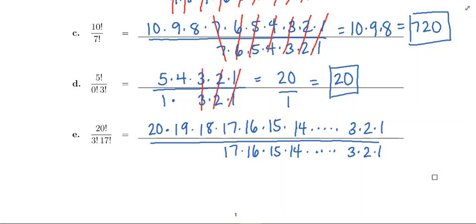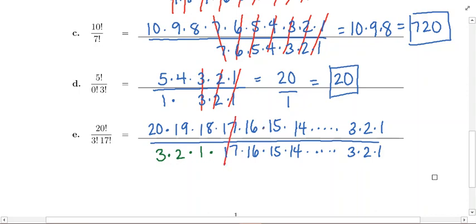But then remember, I also need to multiply by 3 factorial in the denominator. I'll put that in a different color. 3 factorial is 3 times 2 times 1, and that is multiplied by 17 factorial. All right, so now we look for stuff to cancel. We have a 17 in the top and 17 in the bottom. They cancel, as do the 16s, 15s, and so on.